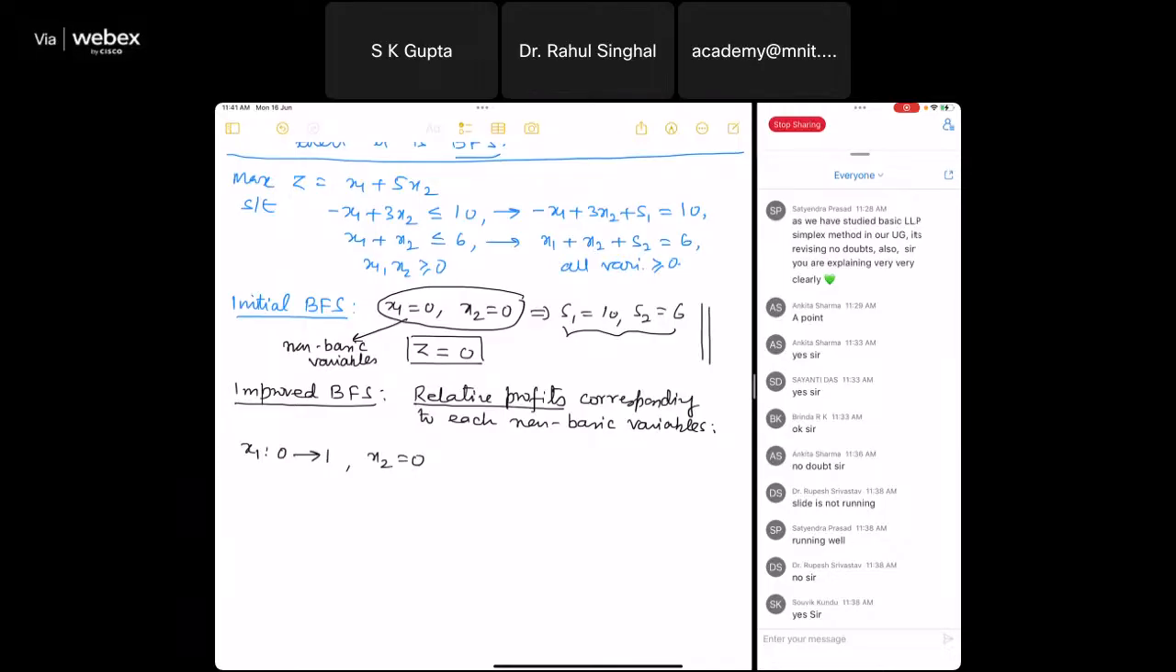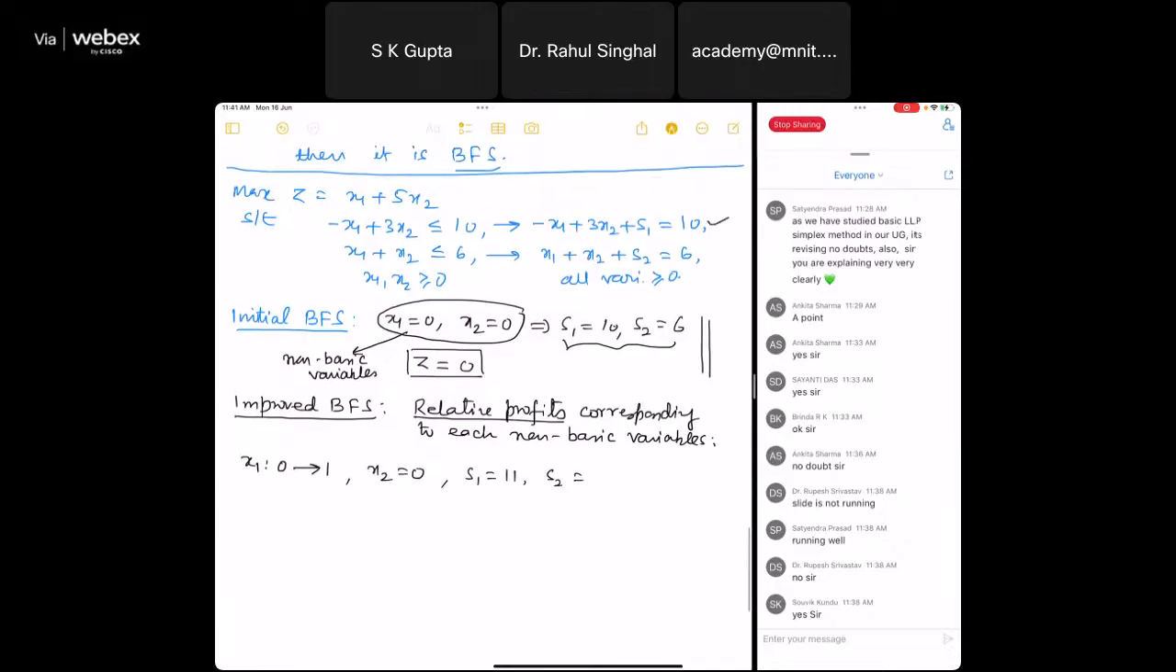And what will s2 be from the second equation? When x1 is 1 and x2 is 0, s2 is 5. Now, is it a BFS? No, it is not a BFS, because for a BFS two variables must be 0, but here only one variable is 0. But it is a feasible solution. It is not a basic feasible solution, but it is a solution, right?